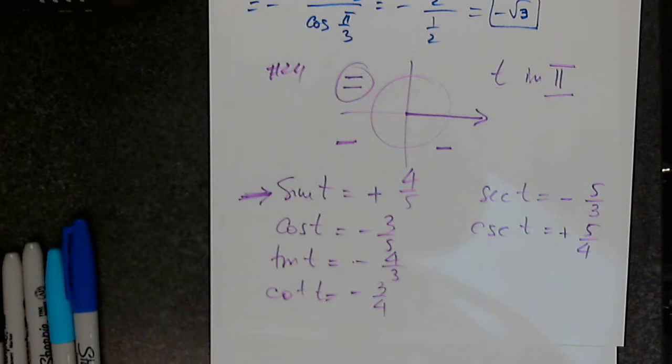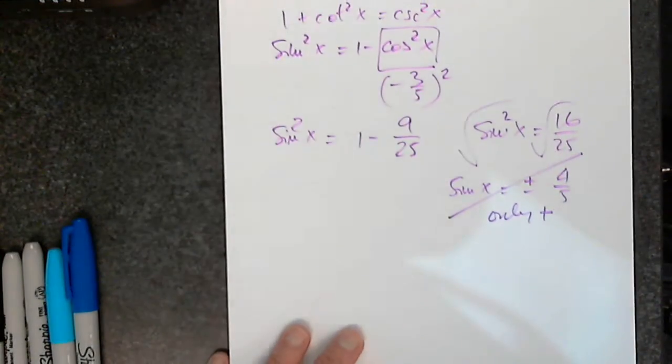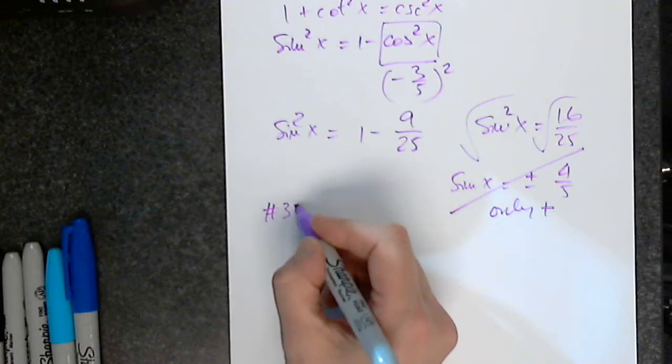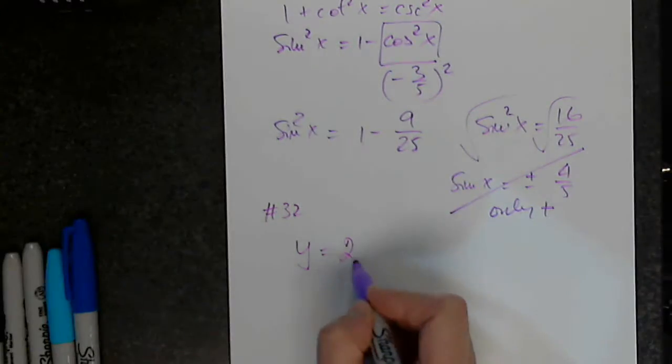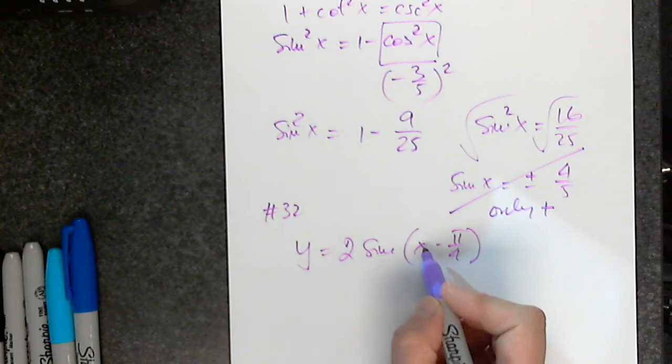I would like to look at some graphs. And that will be it from chapter 5. We can move on to chapter 6. So let's graph number 32, which is y equals 2 sine x minus pi over 4.